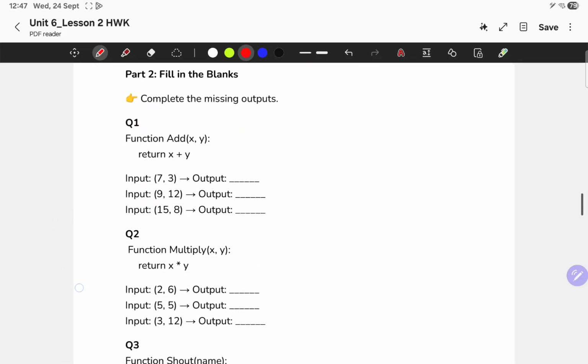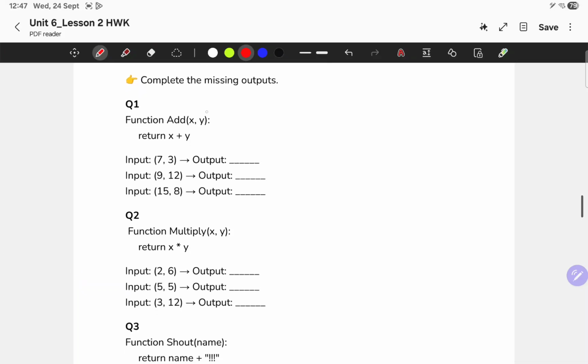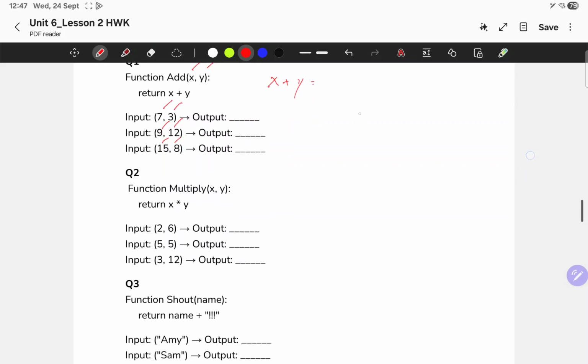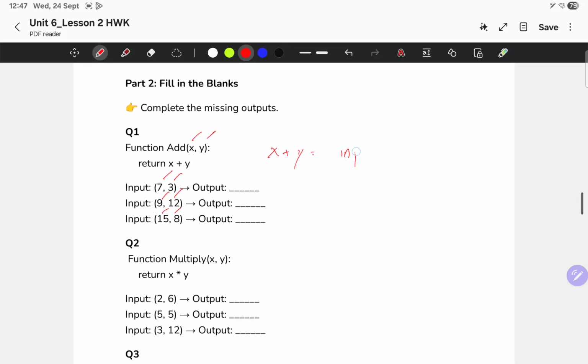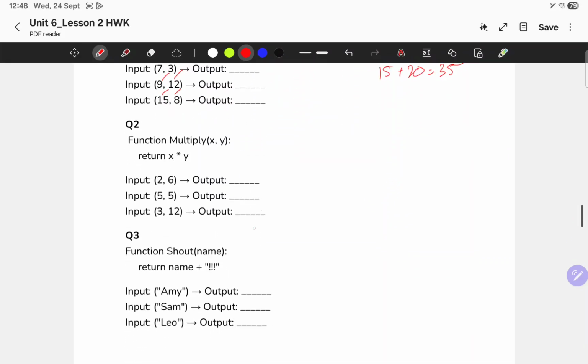Okay, so this is where it can get a little bit tricky. So we have here 2 arguments. We have x, we have y. So this will be x, this will be y, x, y, x, y. So all we're doing is x plus y. So for example, if we had an input of 15 and 20, we would do 15 plus 20, which is equal to 35. Super easy, right? Great. And we do the same thing here, but this time we are timesing the numbers.